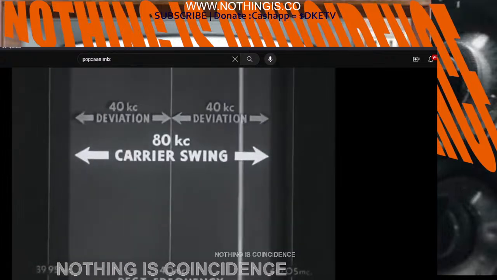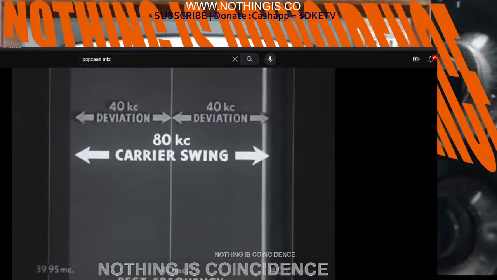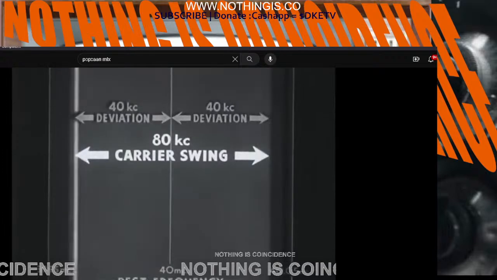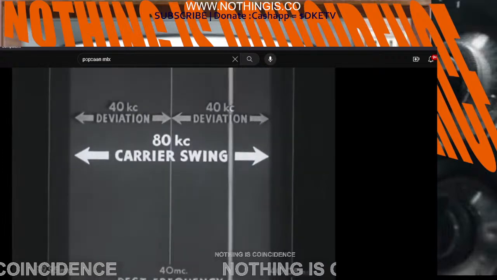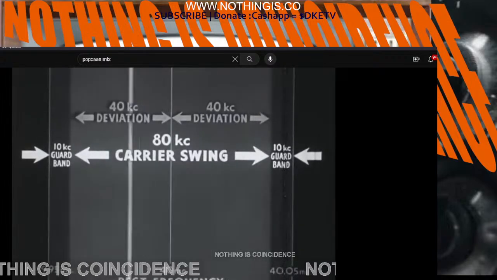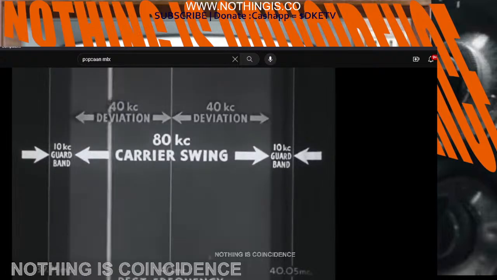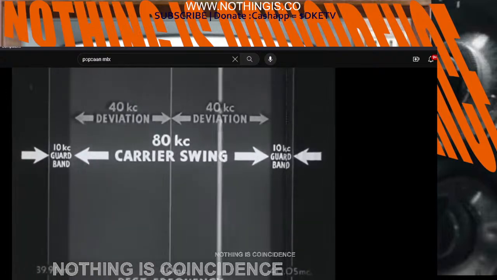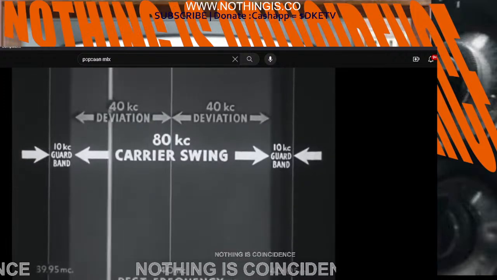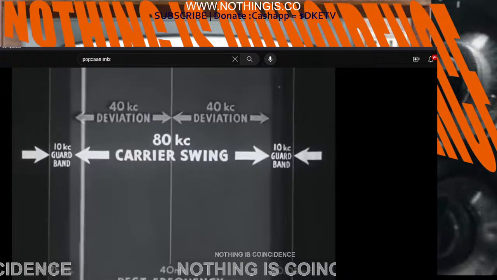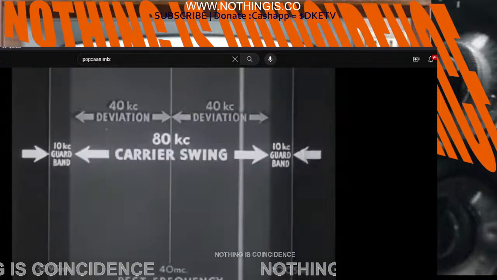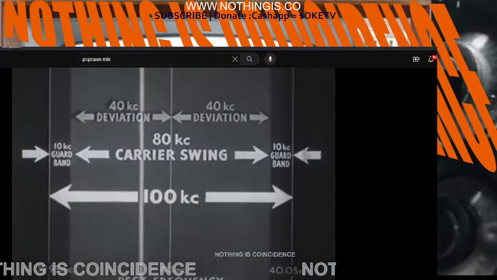One more thing, there has to be a separation between channels. That is, we've got to have some method of protecting one channel from possible slop-over from another. So, here's what we do. We provide guard bands on each side of the maximum deviation. Each band is 10 kilocycles wide, making a total of 20 kilocycles. The channel allotted to each station consists of 2 deviation ranges of 40 kilocycles each, plus a 10 kilocycle guard band on each side. That's a total of 100 kilocycles.